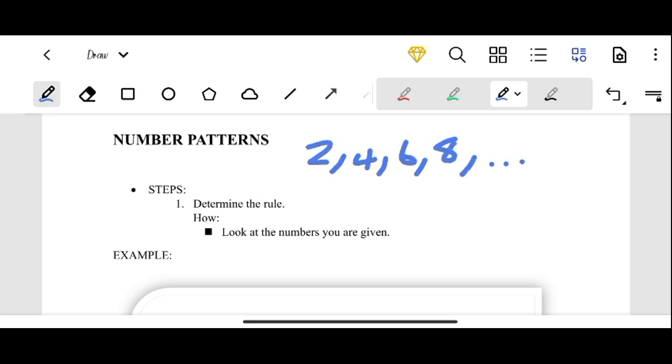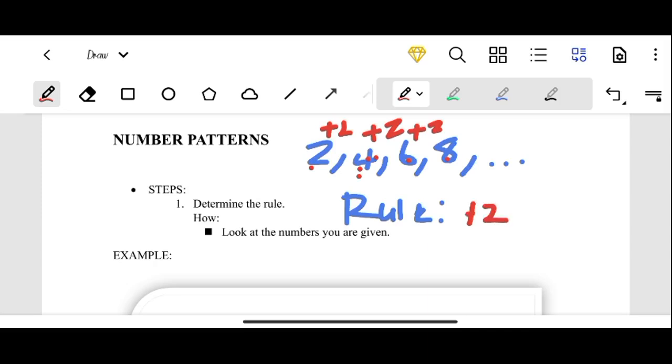and then they show those dots. So what you have to do is check for a rule for this number pattern. For me to get the next number, which is 4, what happened to 2? So if you say 2 plus 2, you get a 4. For me to get the next number, which is 6, what happened to 4? They added a 2. For me to get an 8, what happened to 6? They added a 2. So it means that the rule for this one is plus 2.